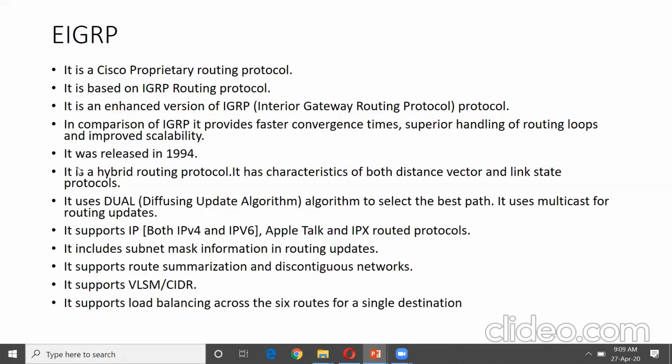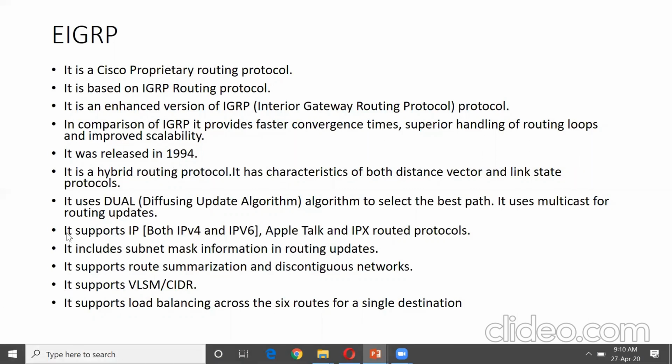Then it was released in 1994. It is a hybrid routing protocol. Why is it called hybrid? Because it has the characteristics of both distance vector and link state protocols. So it uses the DUAL algorithm. Up till now we have seen the shortest path algorithm used to find the best path. But in EIGRP, the DUAL algorithm, that is the Diffusing Update Algorithm, is used to select the best path.